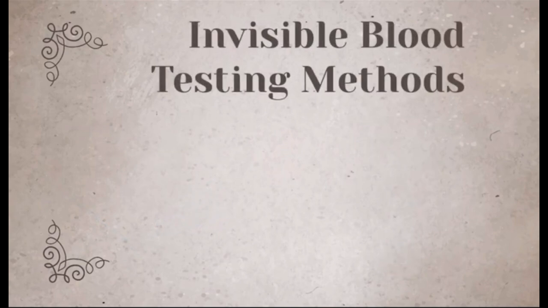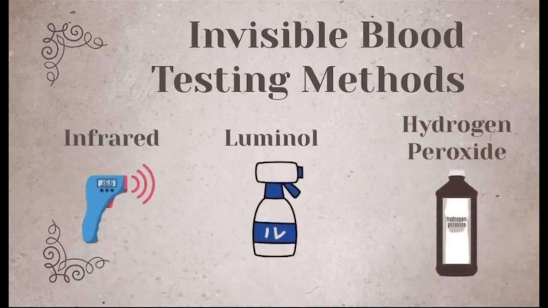Now let's explore some of the methods used to detect invisible blood, blood that isn't immediately visible to the naked eye, but can still reveal critical evidence. First up, we have infrared detection. Infrared cameras detect heat emitted from objects, and then they can be used to reveal hidden bloodstains that have a slightly different temperature than the surrounding surfaces.